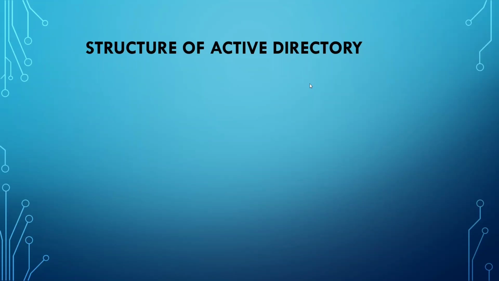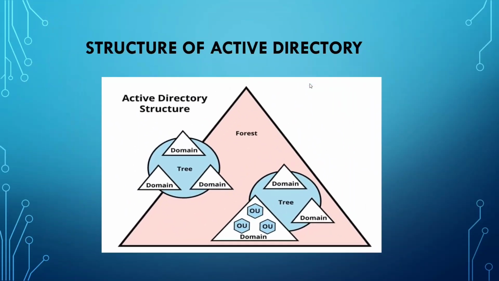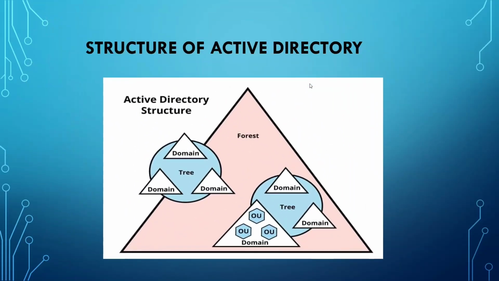So we will see the structure of Active Directory. As the diagram shows, there are four components involved here. One is forest, another is tree, and then is domain, and next is OU. OU stands for organizational unit. Forest encompasses different trees. A tree encompasses multiple domains. A domain encompasses multiple OUs.